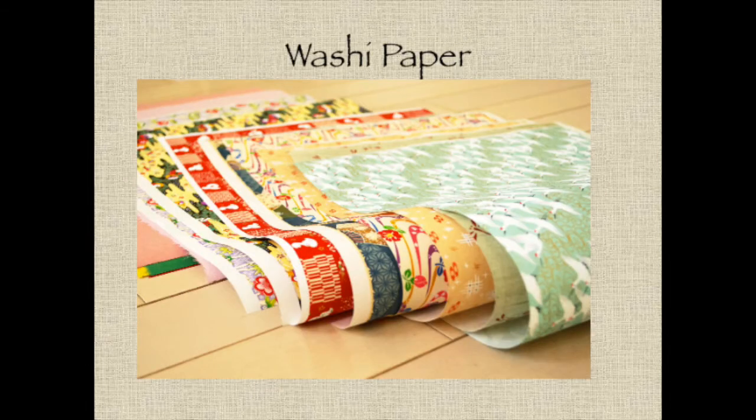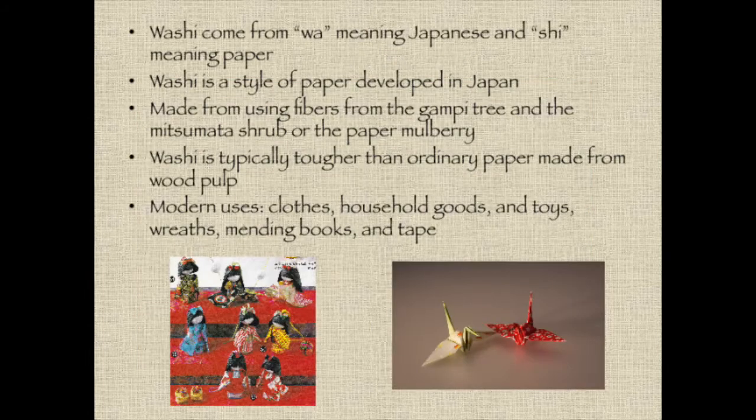The word washi comes from the words wa, which means Japanese, and shi, which means paper. Washi is a style of paper which was developed in Japan. It is created by using fibers from the bark of the gampi tree and the mitsumata shrub, or the paper mulberry tree, and is used to describe paper that is made by hand in the traditional manner. Washi paper is generally stronger than ordinary paper made from wood pulp, and is used for clothing, household goods, toys, wreaths, and tape.